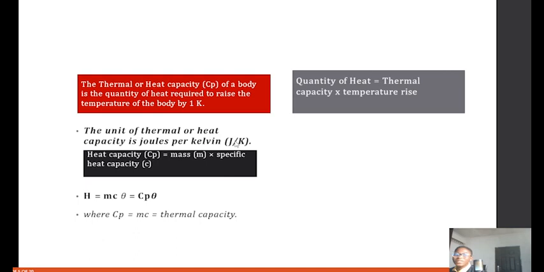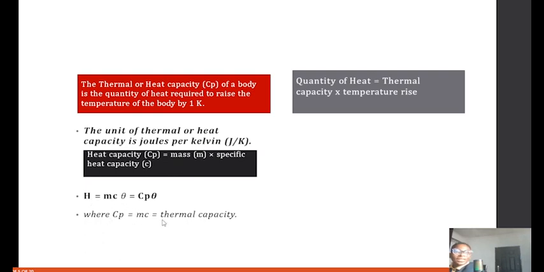It is joules. That is because it is E divided by what? The temperature change. So heat capacity is mass multiplied by the specific heat capacity. So H is equal to MC theta, and recall that MC itself is the heat capacity. So heat capacity multiplied by the theta will give us our what? Our H, which is the heat.